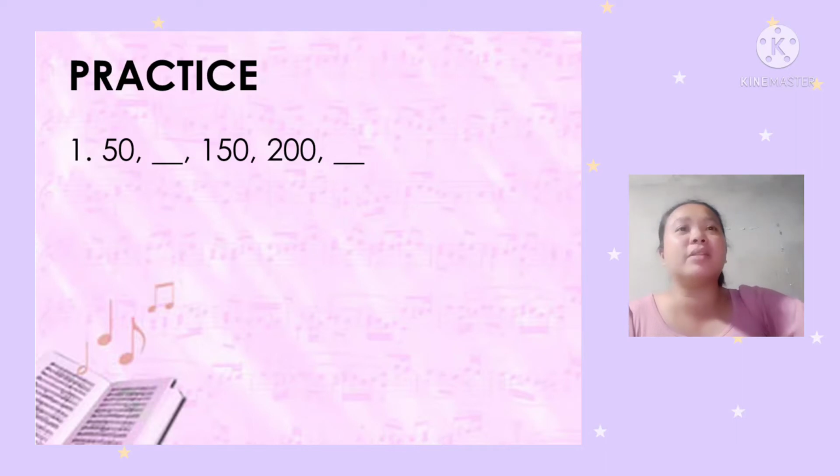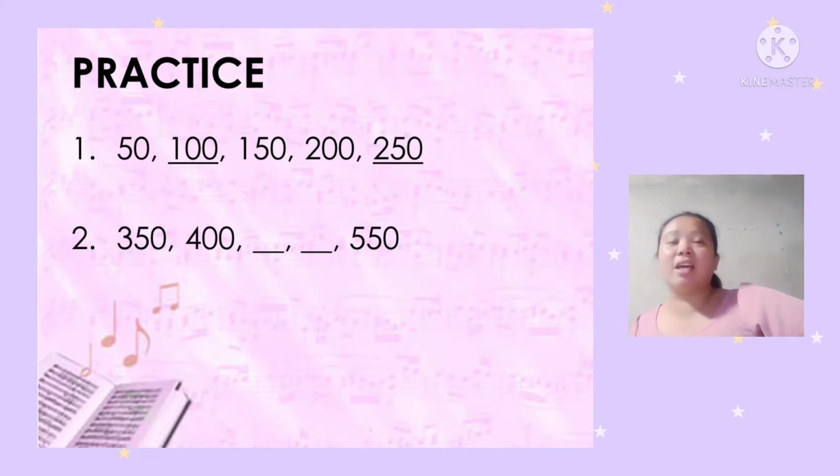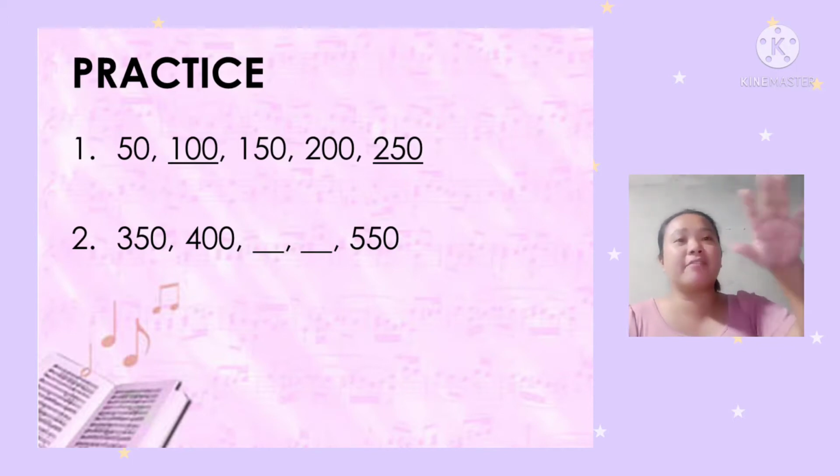Very good. What about this one? Yeah, you are correct. It is 100 and 250. Next, what about here? 350, 400, blank, blank, and then 550. Okay, it's skip count by 50. Ready? Think. 5, 4, 3, 2, 1. Can you please say your answer?